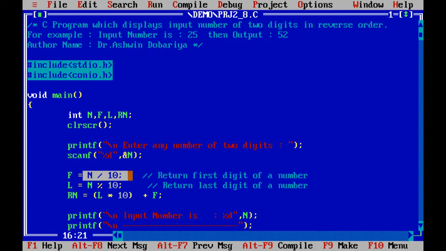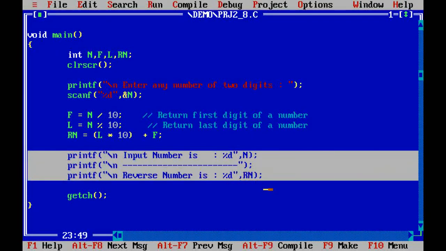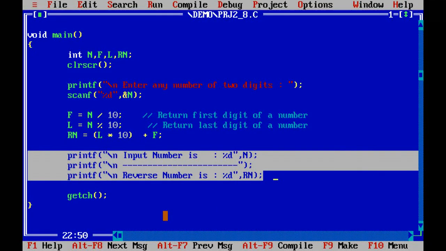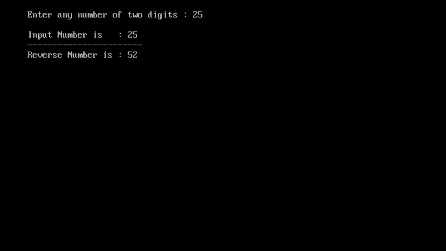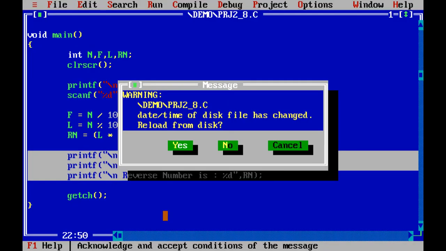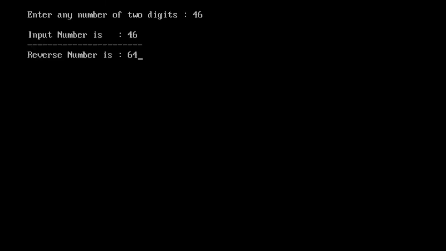Then how do we separate the first digit? The number divided by 10 returns the first digit and stores it into F, and n modulus 10 returns the last digit and stores it into L. Then the last digit is multiplied by 10 plus the first number, which is the reverse order, and after that it displays the original number and the reverse number. Let's run this program so you can easily understand. Suppose 25, then it gives 52. If I input another number like 46, then it's 64.